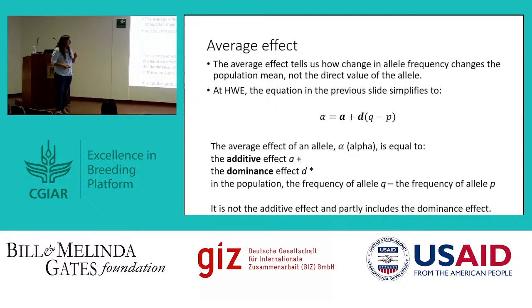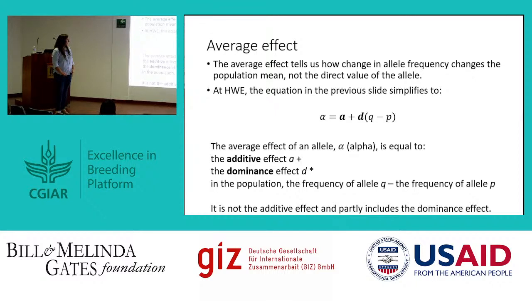In some situations, too, the breeding value is equal to the additive value you estimate if you don't fit dominance, but don't worry about that. Just leave it to your biometrician. This is just a theoretical thing that is helpful for using GS. Is that okay? Okay.